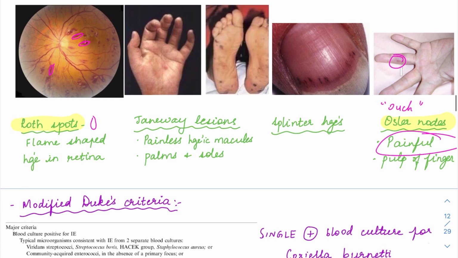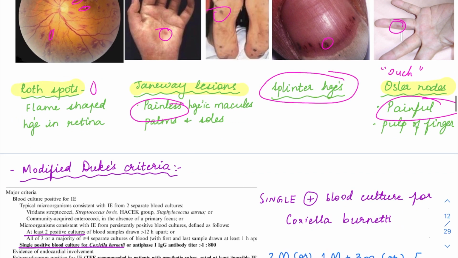And then we have some vascular phenomena also, that is, smaller hemorrhages at various places. In the nail bed, they are called splinter hemorrhages. Can you appreciate this? These are small hemorrhagic areas on the nail, called splinter hemorrhages. The same kind of hemorrhages can be seen on the palms and the soles as well, and there they are called Janeway lesions, and these Janeway lesions are painless. That is why I asked you to remember: Osler's nodes are painful while Janeway lesions are painless.